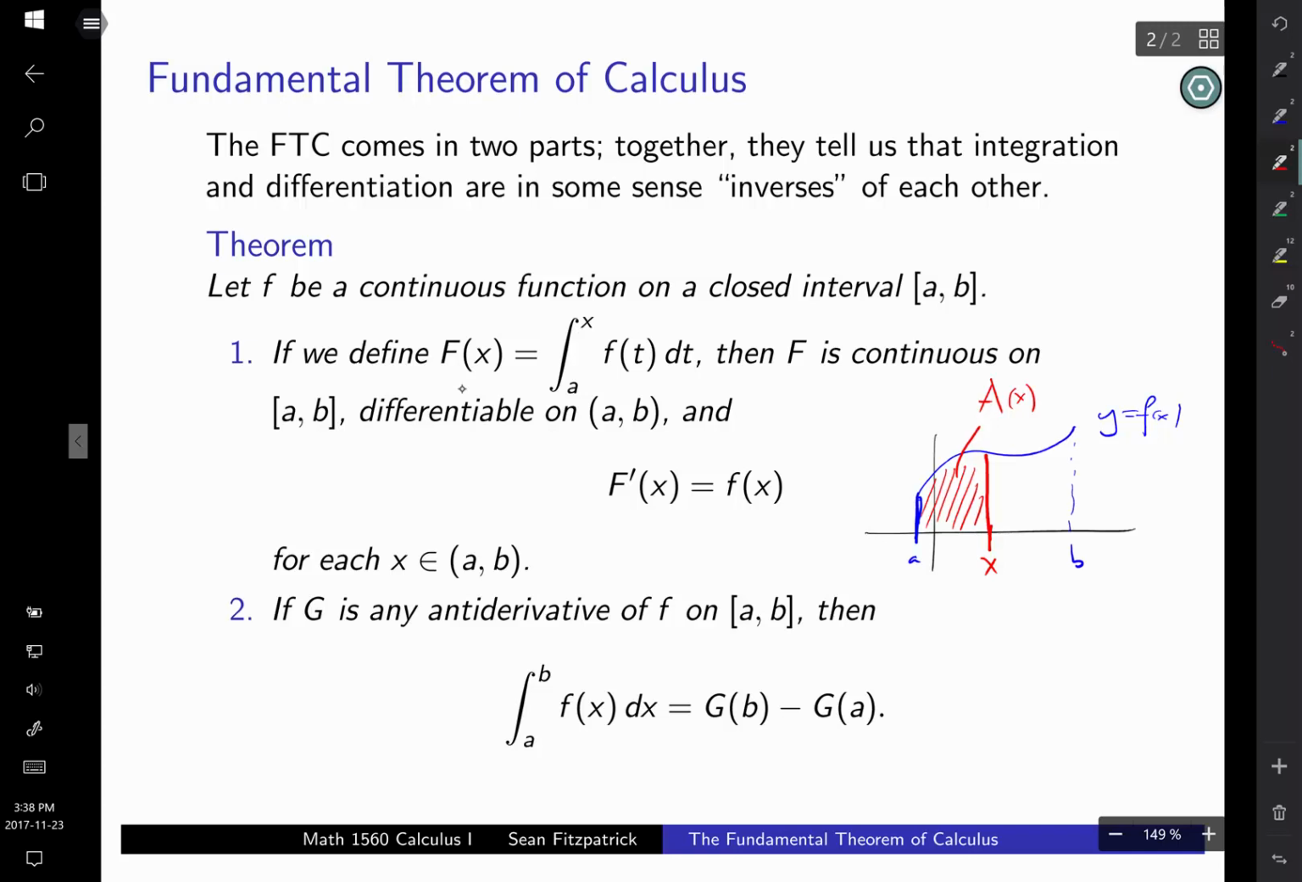As I move x over, starting at a, when x equals a, the area is 0, and as x moves from a up to b, that area gets bigger and bigger and bigger, so the value increases. And so this allows me to define a function in this way. And the first part of the fundamental theorem of calculus says that when you define a function like this, it's a continuous function and is differentiable, but more than that, it's an antiderivative for the function you started with. So you can use integration to create antiderivatives if you did not already have one.